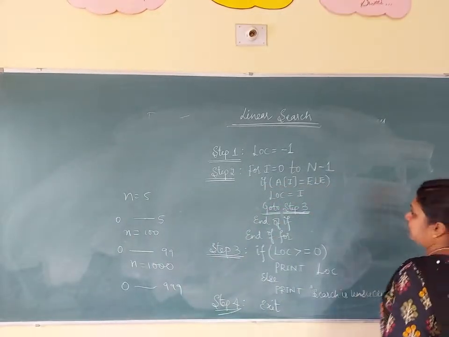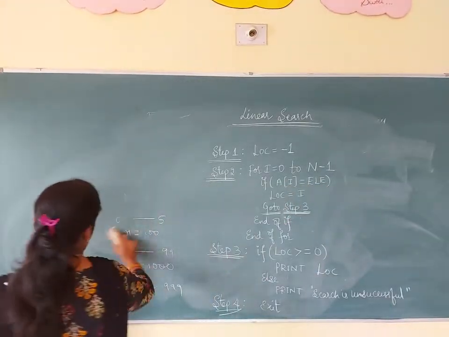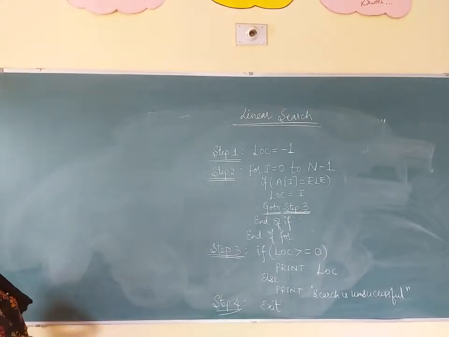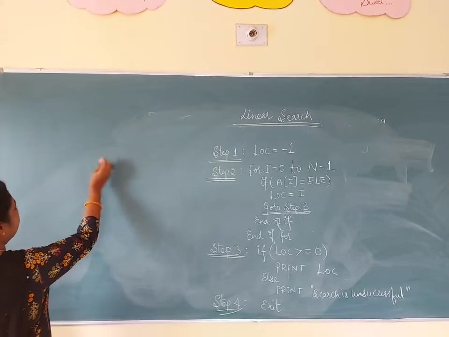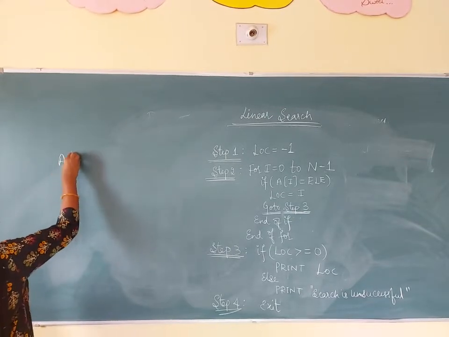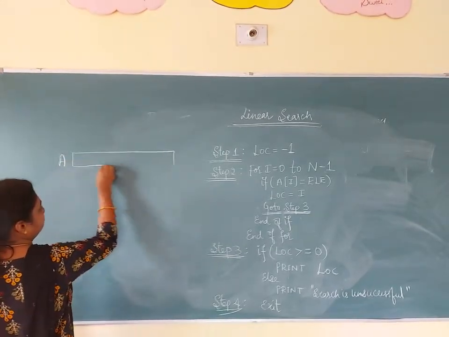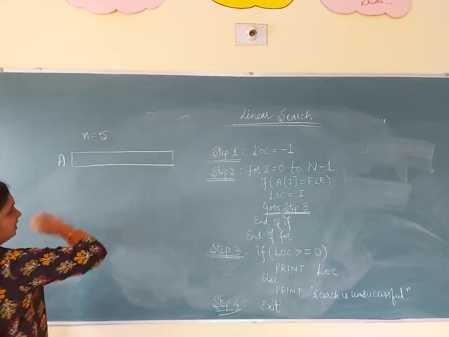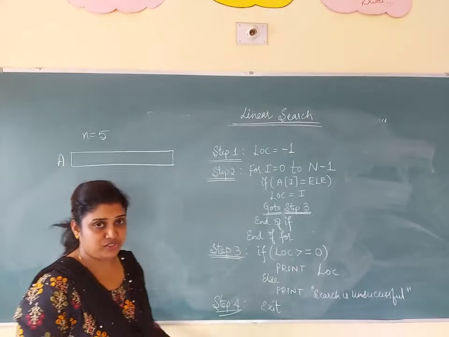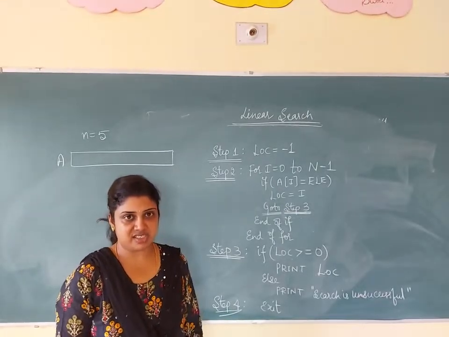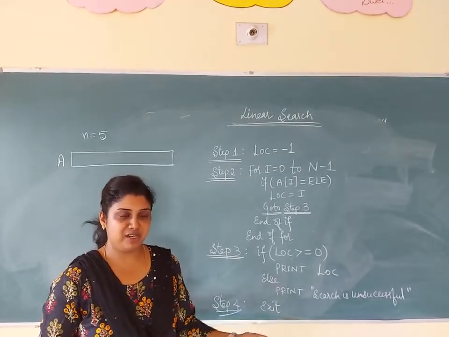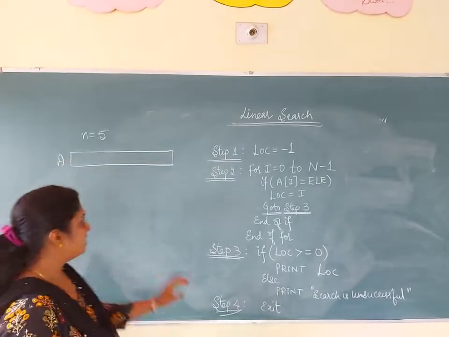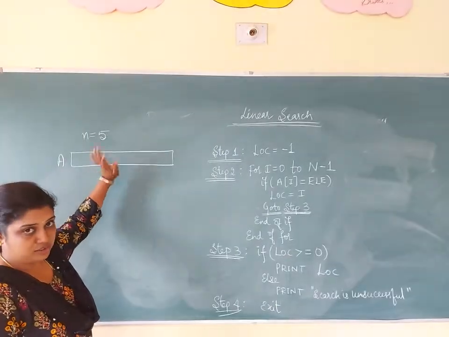First, you have to consider an array, that is A. This is my array size. I am taking n equals 5. Why am I always taking n equals 5? Because it is easy to trace. With 10 or 15 I can trace, but it will take more time. That's why the standard size I am going to take is n equals 5.